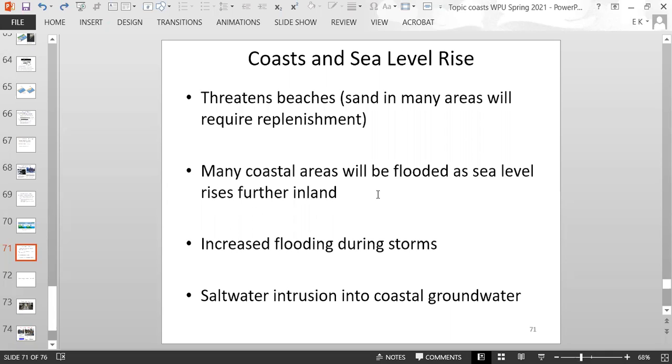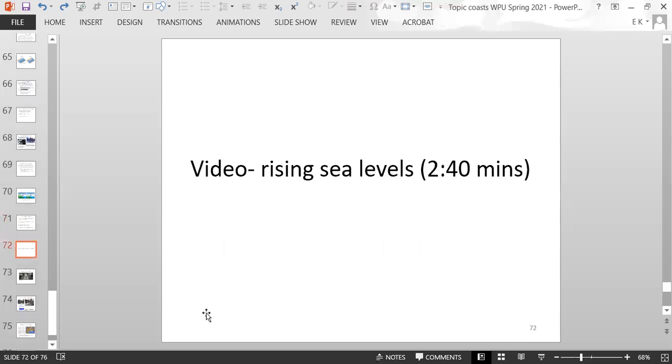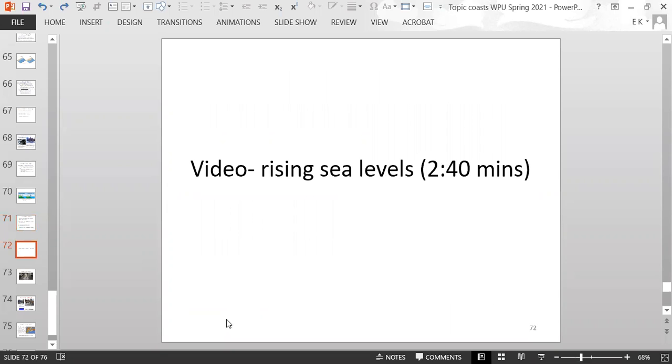Many coastal areas will become flooded as sea level rises further inland. You'll have increased flooding during storms, and also you'll have saltwater intrusion into coastal groundwater. So as sea level rises, the saltwater gets into the groundwater, and it could turn the groundwater into salty water rather than fresh water. So then I have a quick video on rising sea levels.